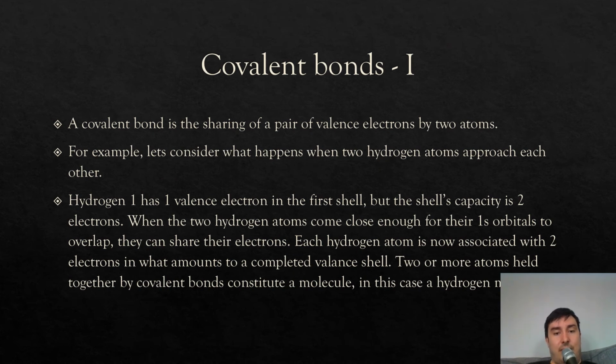So when we look at covalent bonds, a covalent bond is the sharing of a pair of valence electrons by 2 atoms. For example, let's consider what happens when 2 hydrogen atoms approach each other. Hydrogen has 1 valence electron in the first shell, but the shell's capacity is 2 electrons. When the 2 hydrogen atoms come close enough for their 1s orbitals to overlap, they can share their electrons. Each hydrogen atom is now associated with 2 electrons, in what amounts to a completed valence shell. 2 or more atoms held together by covalent bonds constitute a molecule, in this case a hydrogen molecule.